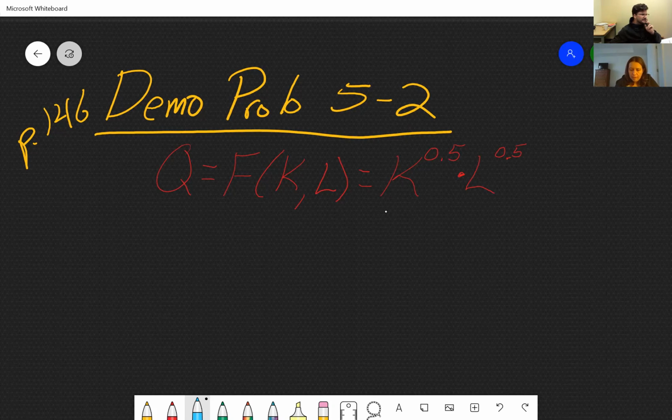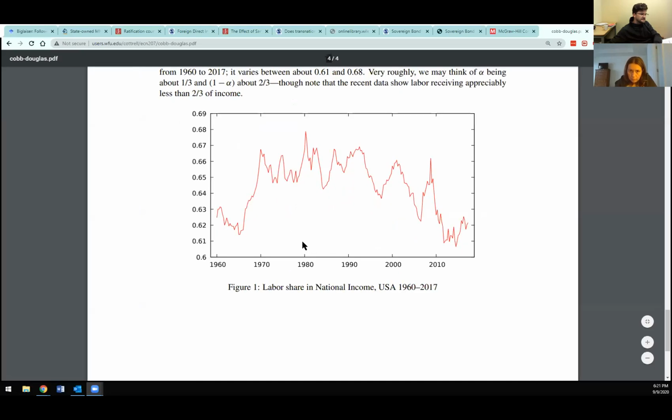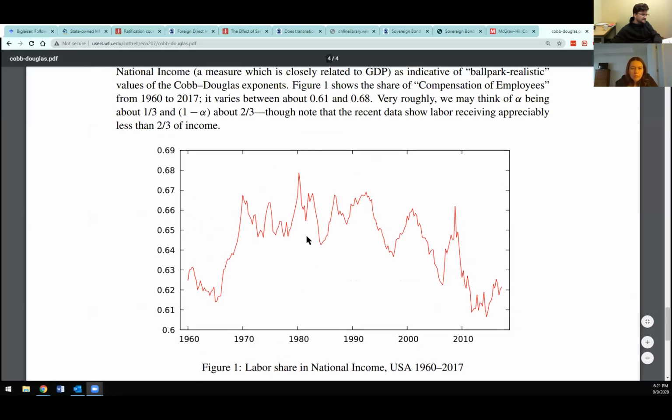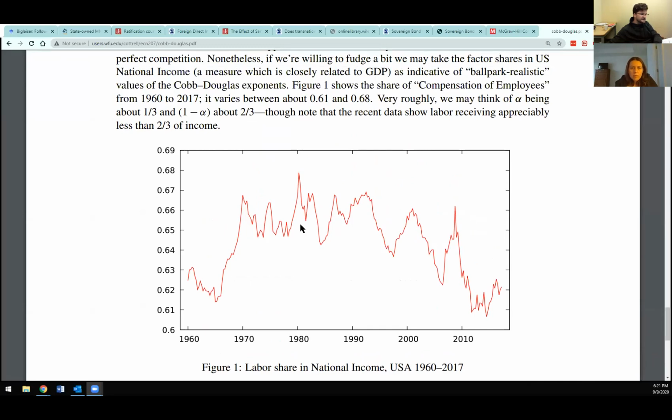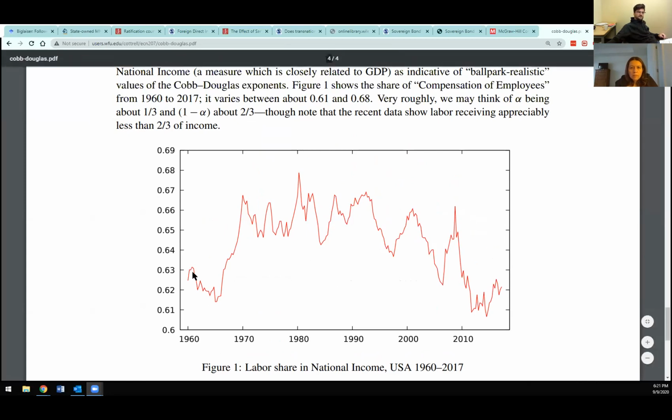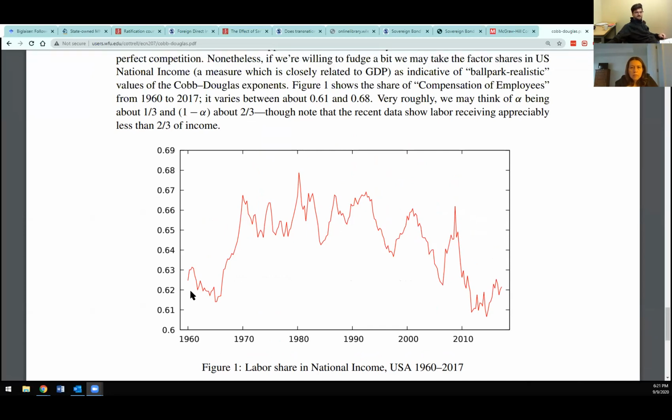So the labor share of national income, which is essentially what this is saying here, how much labor goes into national income, has been pretty constant. So we can real quick share this screen, right? So the labor share is about 2/3. And this is the actual data over time. So it's not always right on the button, but since 1960 it's been around 2/3, right? It's been around this 0.66.